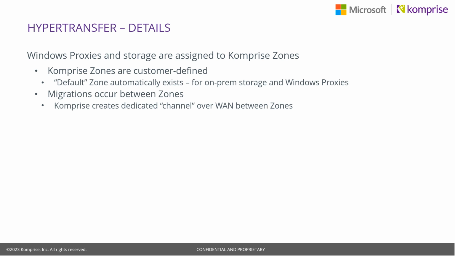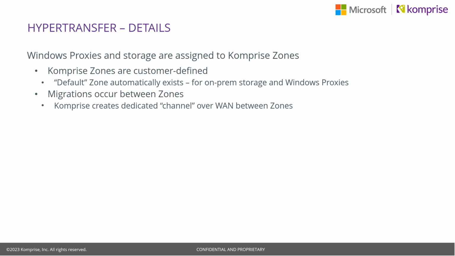So all you need to do is decide where you're going to migrate to in the cloud and define zones for those areas. You may be migrating to a single area, say Azure US East. You only need to create one zone. If you're going to be migrating from multiple on-premises sites to multiple different cloud regions, you might be using Azure in EMEA and Azure in APAC. You would set up different zones for those different Azure regions. Essentially, a zone is an area where there's very high connectivity within a zone, and then Komprise will migrate across zones using hypertransfer.